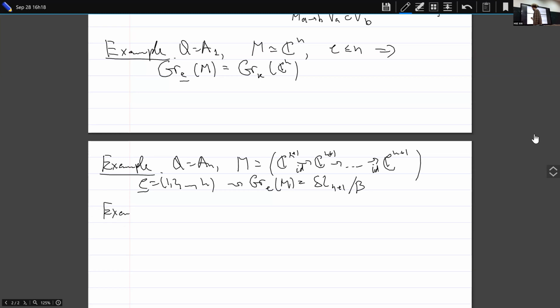So, for example, you will have the quiver A2, and the dimension of M is dimension 2, 2.